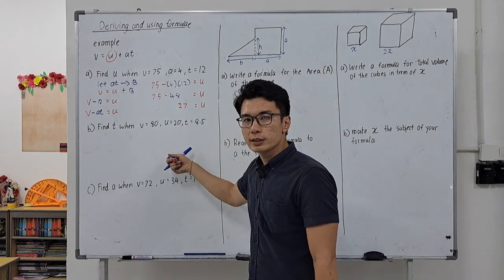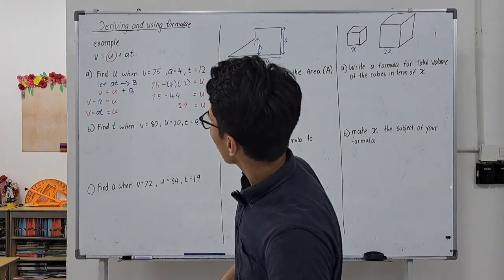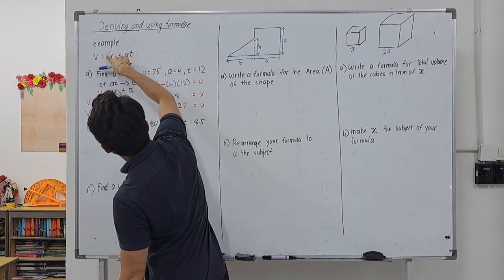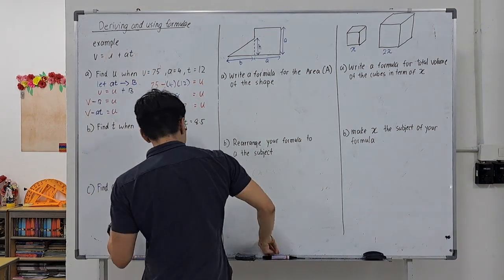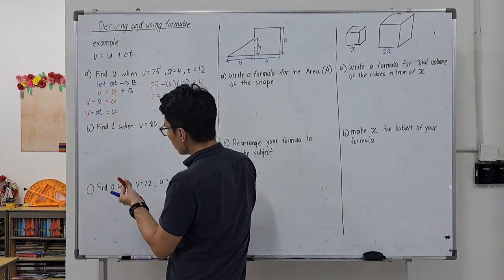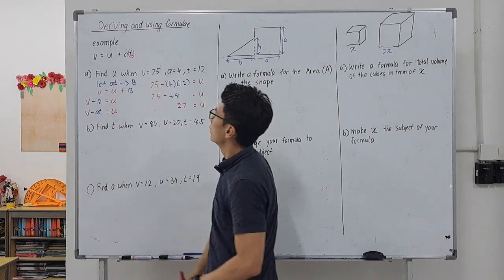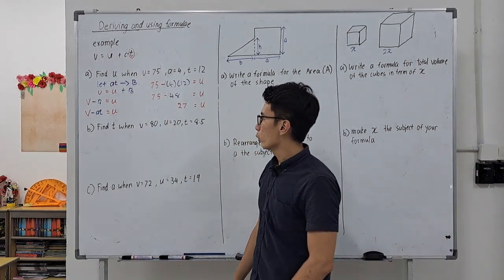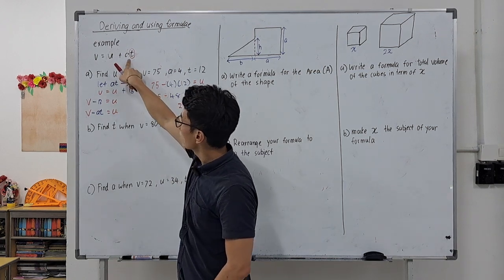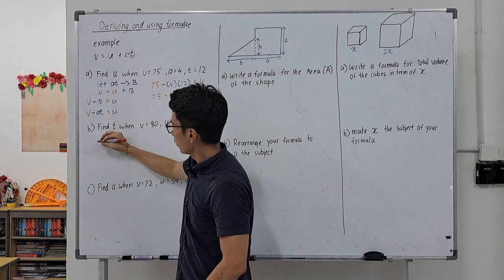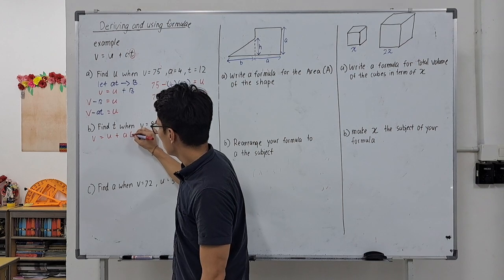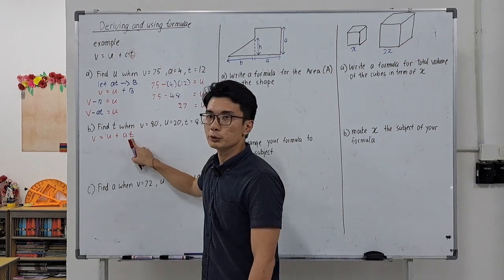And then I'm done with this question already. Now let's try to see the second example over here. Find T. So instead of finding U right now, find T. Make T the subject right now. I want to make this T over here the subject. So what do I have to do? If you notice, what can I do now? My equation is going to be V equals U plus AT, and I want to make T the subject over here.